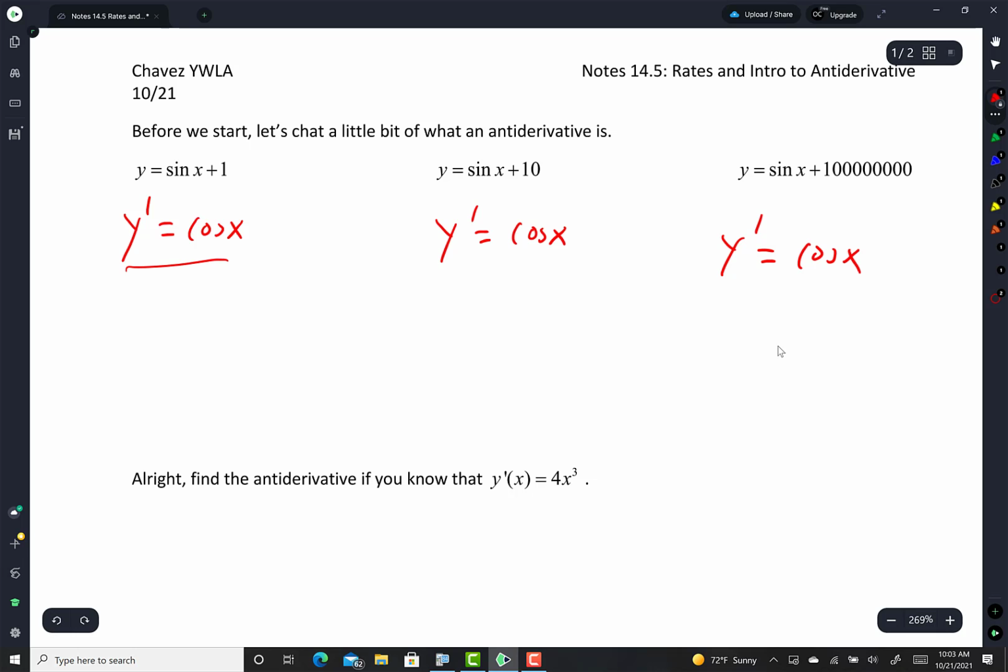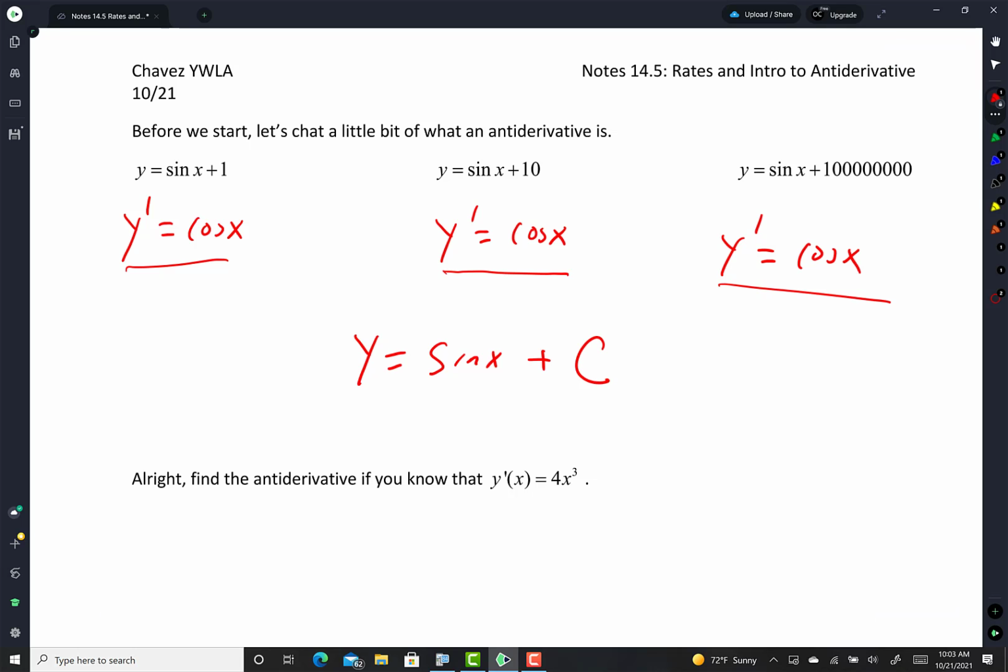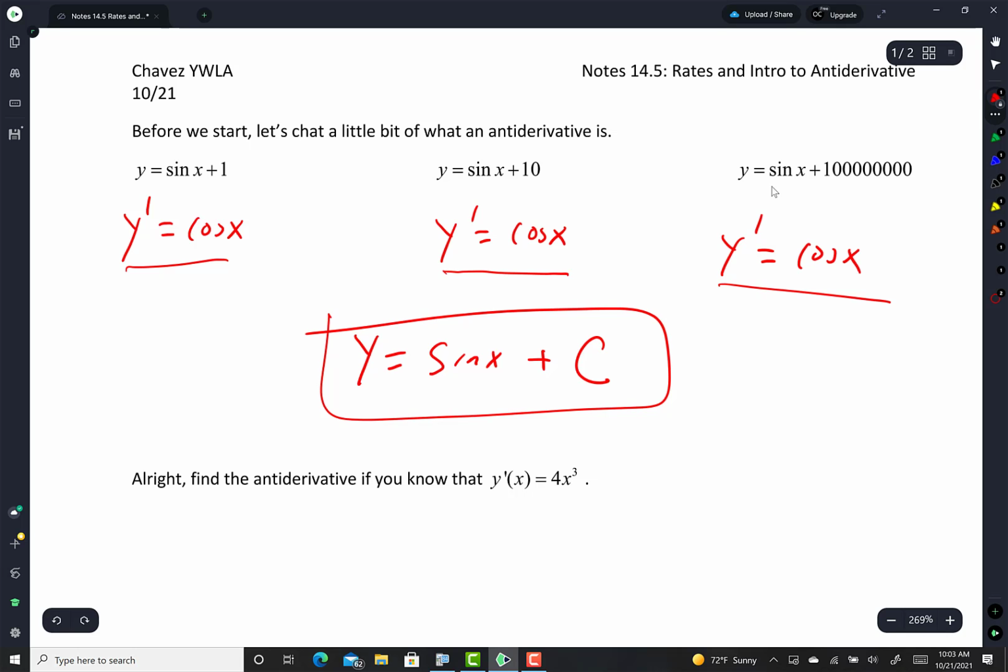So if I were to do the antiderivative of cosine x, you would say y equals sine x plus some constant, because that constant can be anything. Does that make sense? This is what you call the antiderivative of cosine x.